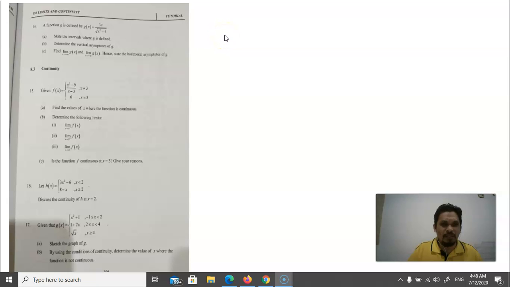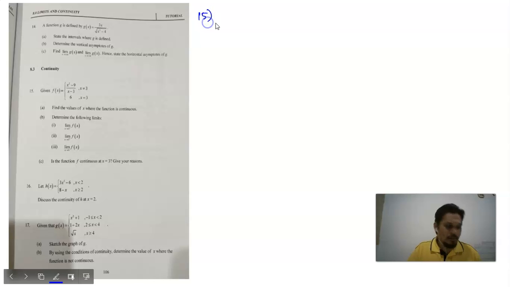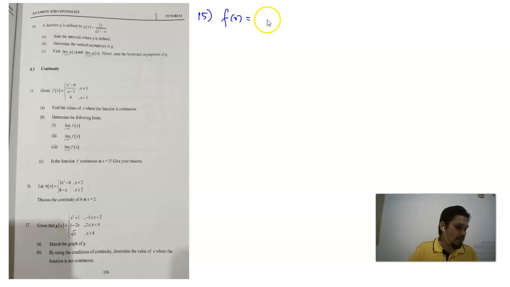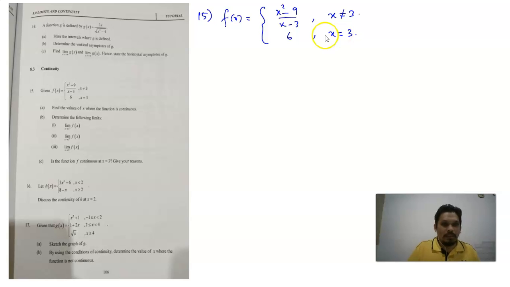Okay, if I look at question 15. Question 15: f(x) equals (x squared minus 9) divided by (x minus 3) for x not equal to 3, and equals 6 when x equals 3. Okay, now continuity. Find the values of x where the function is continuous.